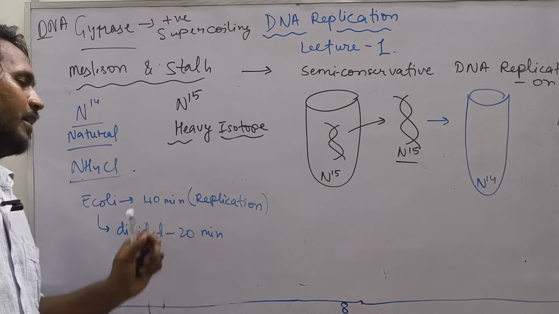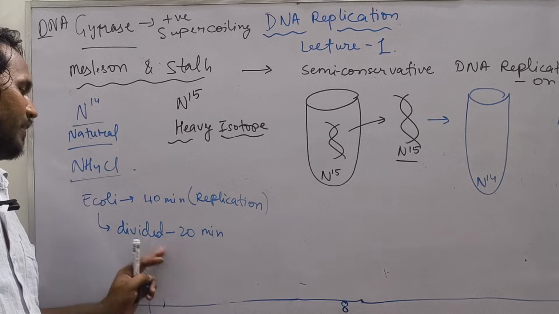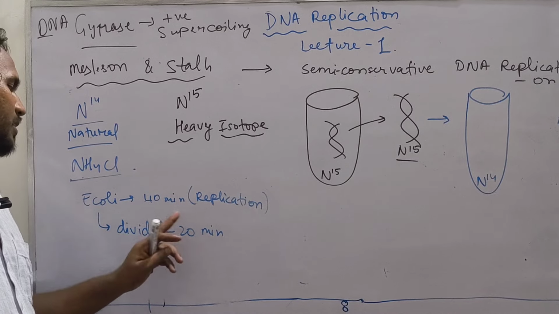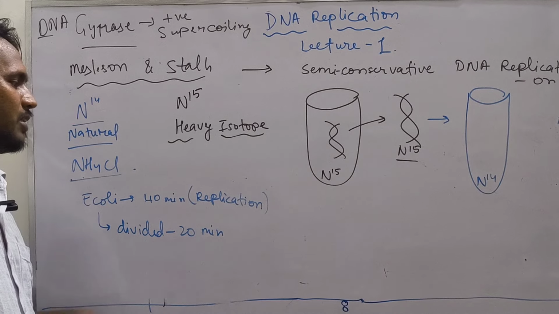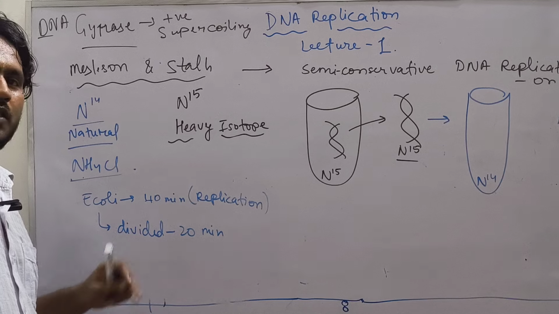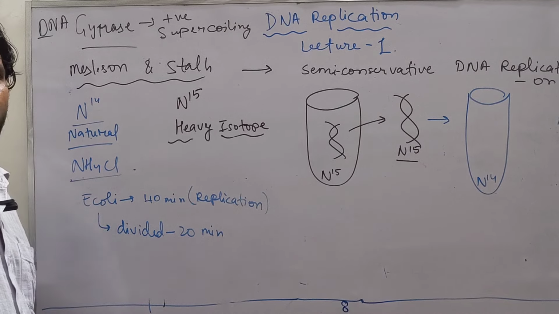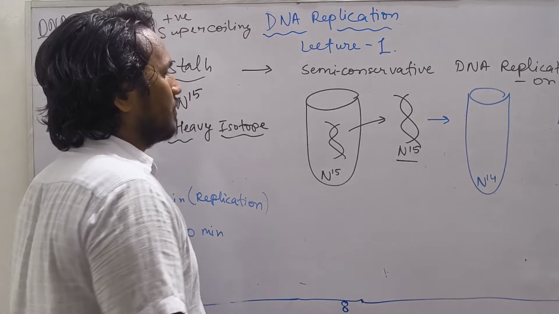But its cell is dividing in 20 minutes. How is it possible without the DNA replication? It is divided in 20 minutes. Again, I am saying without DNA replication, the cell division time is less than the DNA replication. How is it possible? Without DNA replication, any cell can divide. Let me know. Please do the comment. I will tell you the answer.